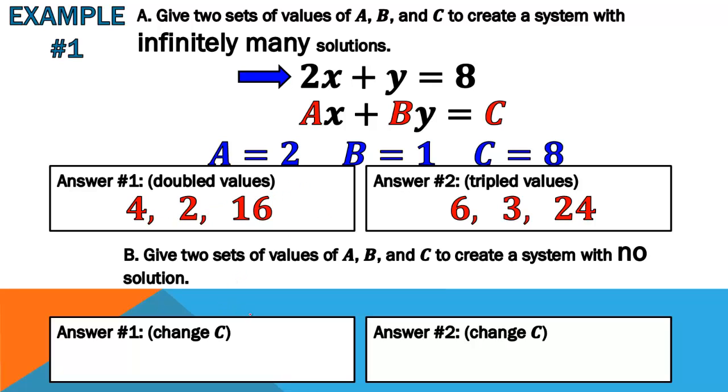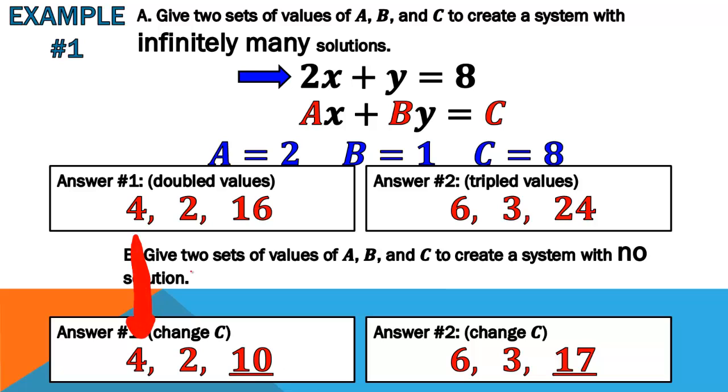For coming up with no solutions, you can basically do the same thing, just change this last number. So 4, 2, and instead of 16, let's just pick 10. For the second one, 6, 3, and we can just make that 17. But see how that and that are the same, that and that are the same. It's just that these two are different. And all you're doing is multiplying each one of these by 2 and then 3.